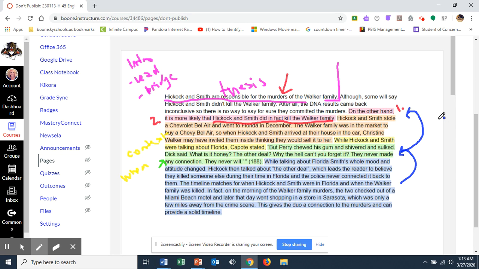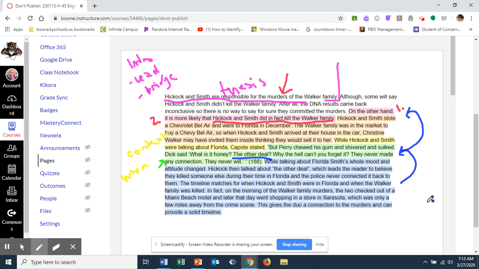Okay, so the red, again, is our topic sentence. Hickok and Smith did, in fact, kill the Walker family. Our quotation says, but Perry chewed his gum and shivered and sulked. Dick said, what is it, honey? The other deal? Right here, the other deal? Why the hell can't you forget it? They never made any connection. They never will. How does that prove or support that Hickok and Smith did in fact kill the Walker family?